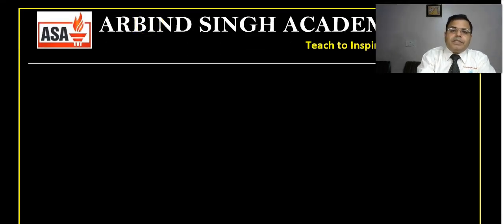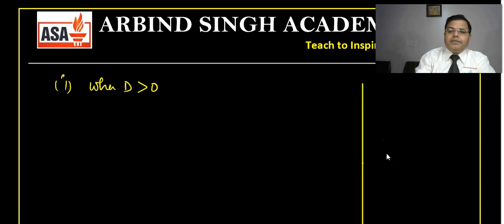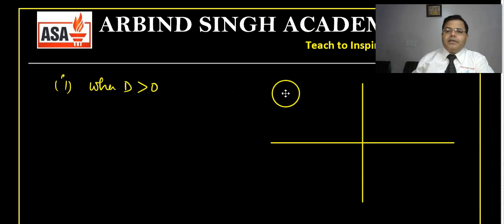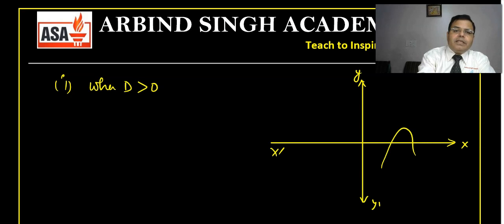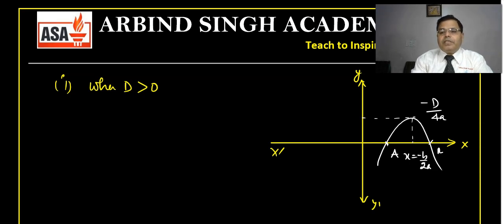So here the first case, that is 1. When D is greater than 0, in that case the graph of the function will be downward. See, this one is the function, and anywhere it can be, it is not necessary that it will be drawn like this. Only the first quadrant can also be drawn, x-axis, x dash, y dash, and the graph of the function is like this. It will be downward, but it will intersect at both the points. This one is A, this one is B. So here is the maximum value, that is at x is equal to minus b by 2a, and the maximum value is nothing else but minus D by 4a, that is 4ac minus b square upon 4a. So this is the maximum value.